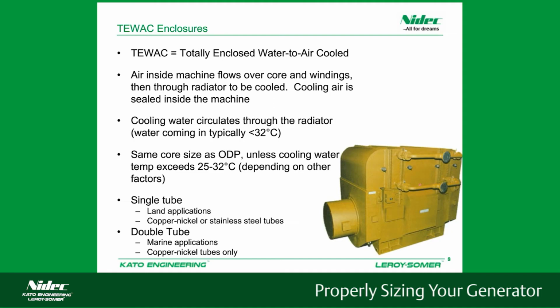Single tube is used more on land applications, and it can be copper, nickel, or stainless steel. Double tube means one tube inside of the other, so if the first tube leaks, the second tube can contain that water and make sure that water doesn't get onto the electrical components. And these are copper nickel tubes only.